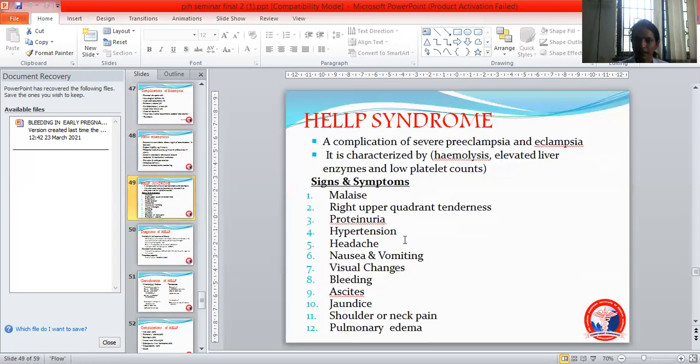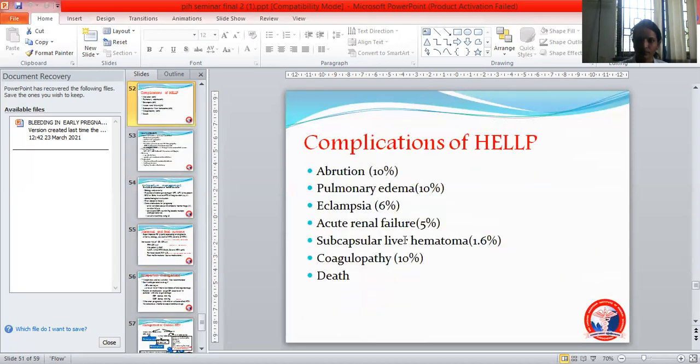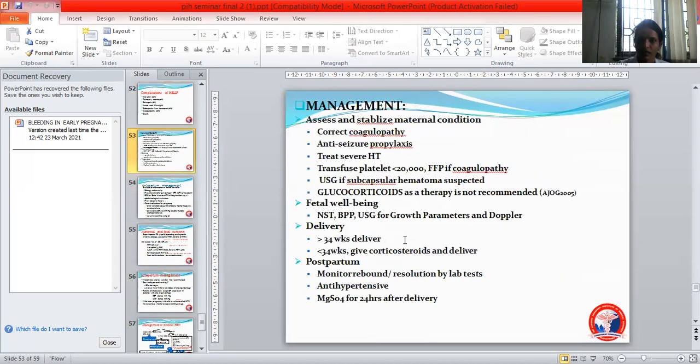HELLP syndrome is nothing but again a complication of severe preeclampsia where there is hemolysis, elevated liver enzymes, and low platelets. There is no specific management for HELLP syndrome other than stabilizing the platelet count and delivering the patient. We have to take care of the blood pressure also.